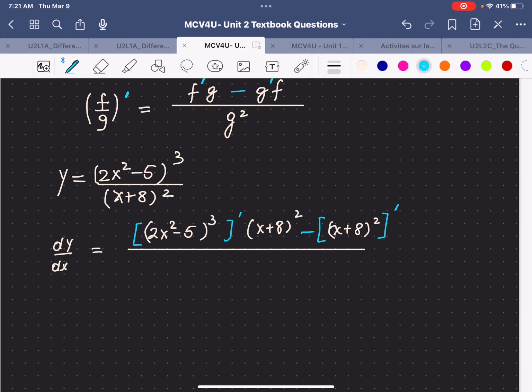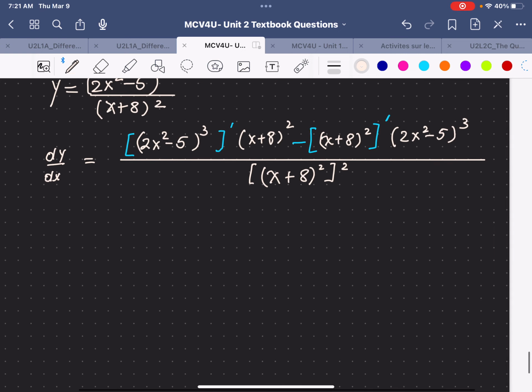And we are multiplying it obviously by the numerator again, so (2x² minus 5) to the power of 3. And it seems that we need a bigger fraction line here. All right, now it's perfect. And the next thing we want to do is bring this denominator, which is to the power of 2, to another power of 2. And voila, now we have to differentiate.